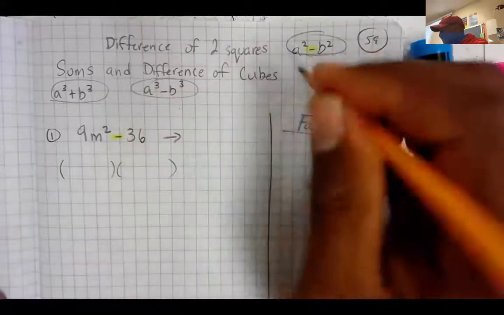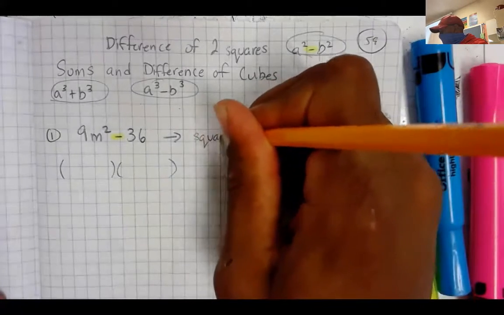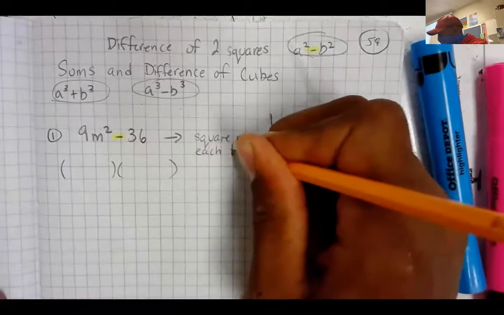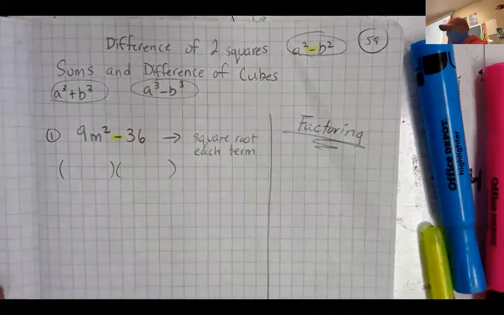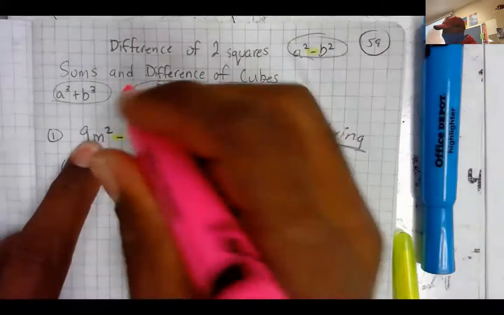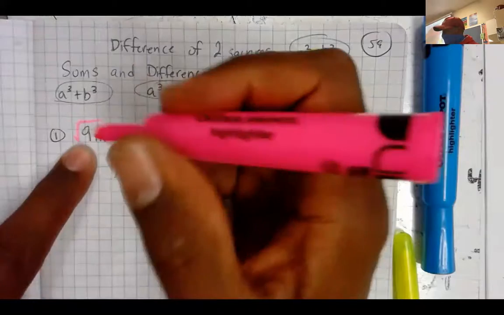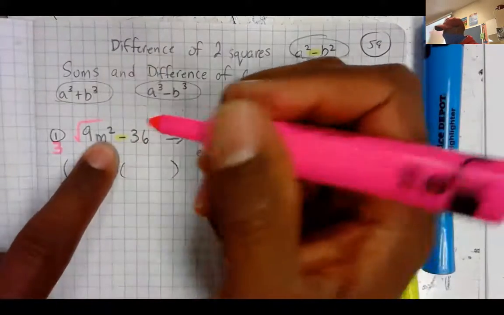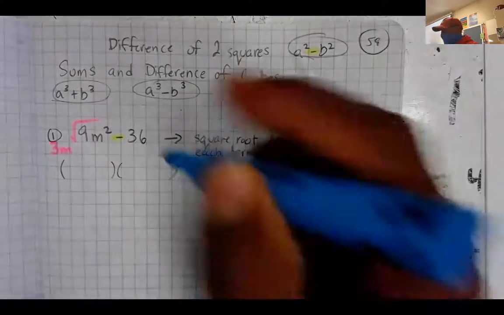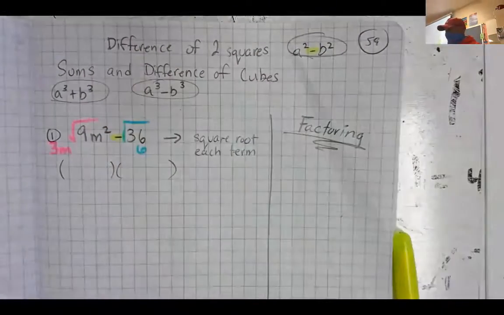Okay, so what I'm doing is I'm going to square root each term. So I take the square root of the first term, which is square root of 9 is 3. Square root of m squared is just m itself. And then I square root the second term, and square root of 36 is just 6.